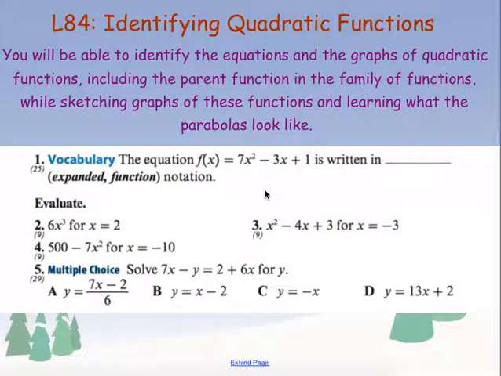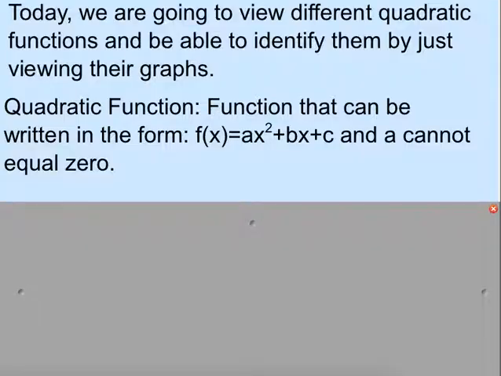Algebra 1 Lesson 84. We are looking at our quadratic functions, those trinomials we've been working with, and determining: do they give us our parabola, or maybe do we have a cubic function, or maybe just a linear function with what we are given. So let's see. A quadratic function is a function that can be written in the form of f of x. We typically call that y. Okay, but f of x equals ax squared plus bx plus c. And a cannot equal 0.